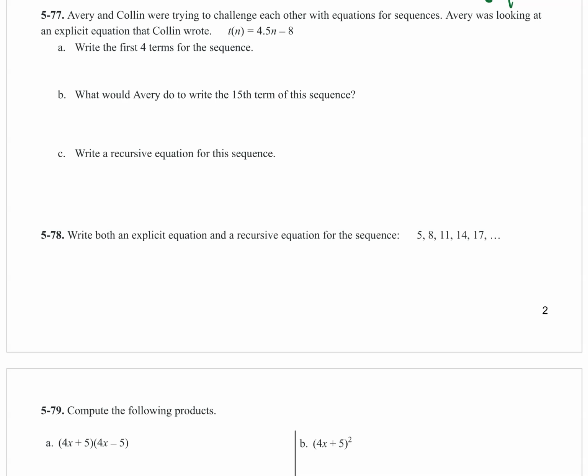Avery and Colin were trying to challenge each other with equations for sequences. Avery was looking at an explicit equation that Colin wrote. Write the first 4 terms for the sequence. So to get the first term, you plug in 1, replace n with 1. Alright, so that's 4.5 times 1 minus 8.